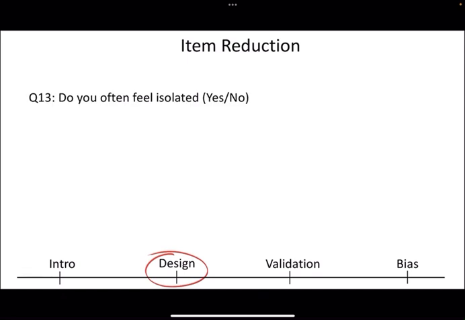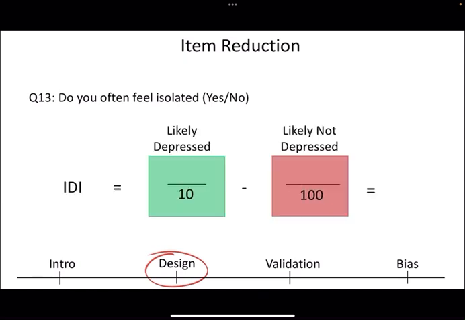So for example, if we're doing the item discrimination index on question 13 here, which is, do you often feel isolated, yes or no? Basically we're figuring out, of these 10 people who we determine are likely depressed, how many of them said yes to this? And we would expect all of them to have said yes to this. And of those who are likely not depressed, how many of them said yes to this? We're hoping that no one said yes to it, because if a lot of people who aren't depressed said yes, that would mean it's not a great question.